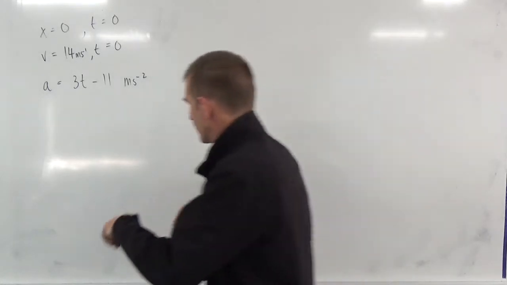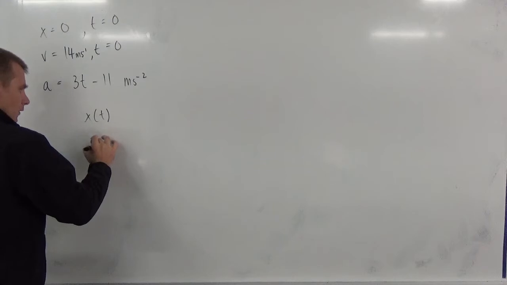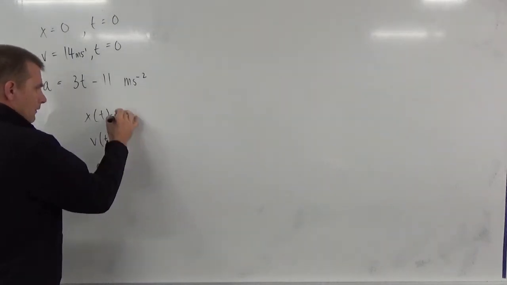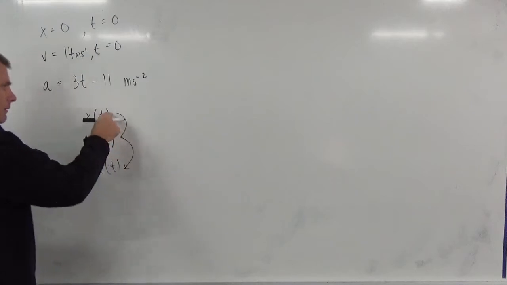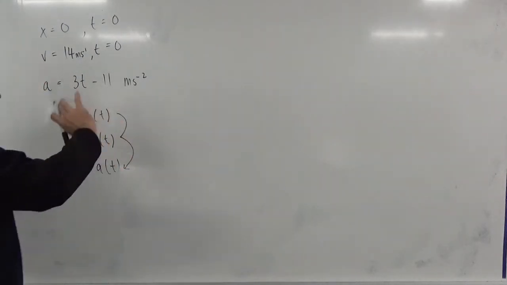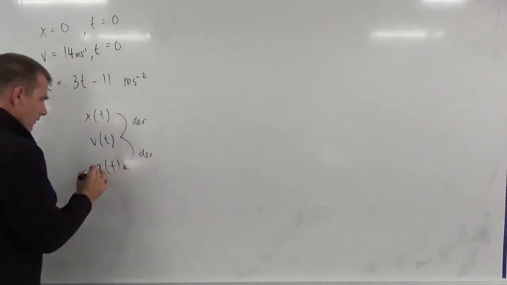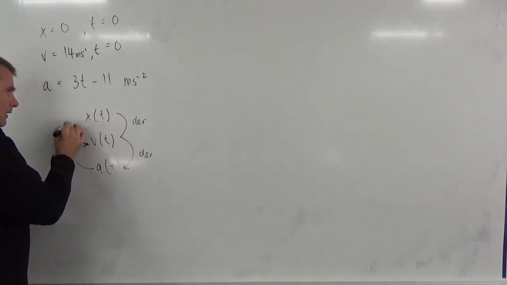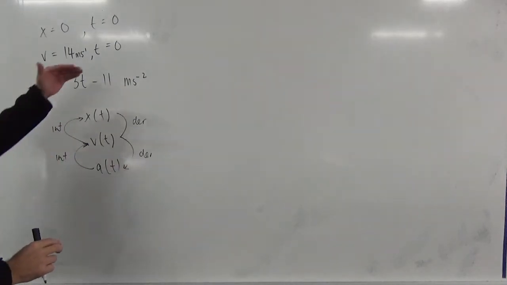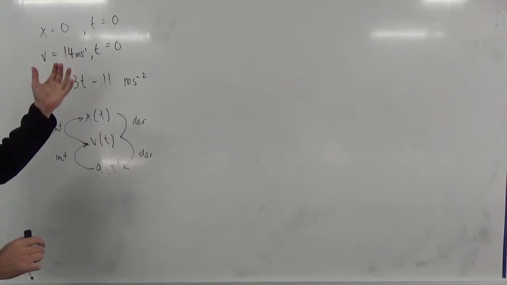Let me sketch a little diagram here. So we've got x of t here, we've got v of t here, and we've got a of t here. Now if we're coming this way, then we're taking the integral, okay? Oh, sorry, we're taking the derivative, right? But if we're going this way, then we're doing the integral of it, okay? So going down, we're taking the derivative. Going up, we're taking the integral.